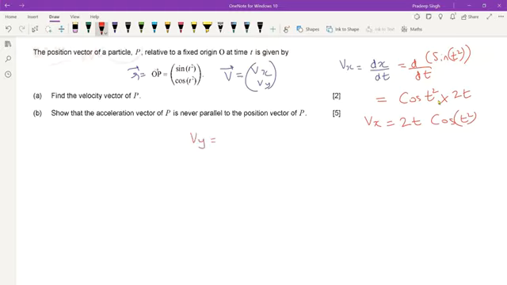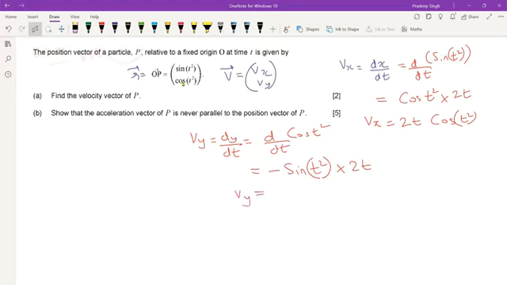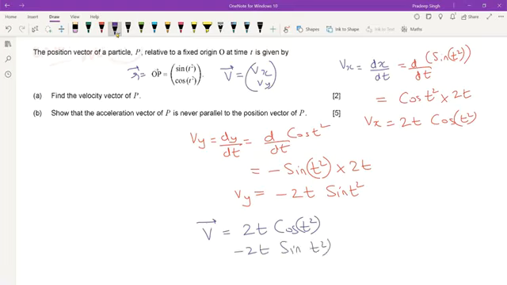Let us find out Vy by differentiating the y component with respect to time. Now, the y component is cos t squared. So let's write down d by dt of cos t squared. Now, the derivative of cos is negative sine. So we'll write negative sin t squared, and using the chain rule, 2t. Hence, we will write Vy is equal to negative 2t sin t squared. Now, let us write down the final velocity vector. So, we'll write v vector is equal to 2t cos t squared as the x component, and minus 2t sin t squared as the y component. And that's the answer for part A.